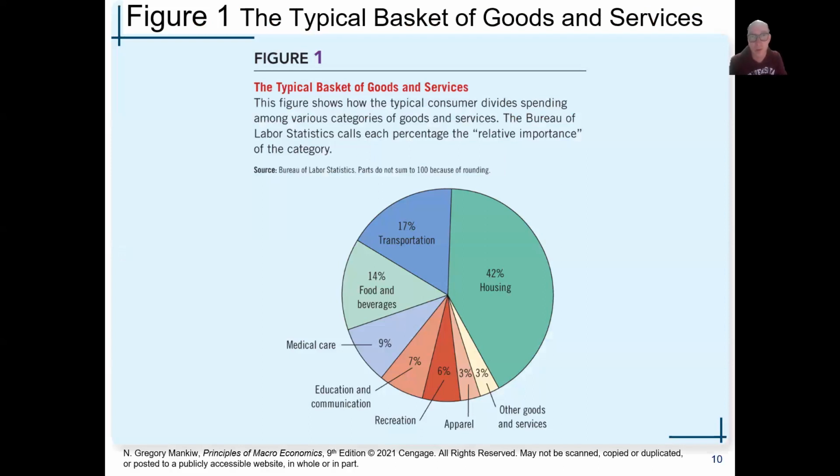So here we have a normal basket of goods and services. We have transportation, housing, food and beverage, medical care, education and communication, recreation, apparel, which is clothing, and then, of course, other goods and services. Now, this is representative of the total consumer price index. But as we had just discussed, if you want to find the core consumer price index, we would exclude things like food and beverage and transportation because of the energy costs.